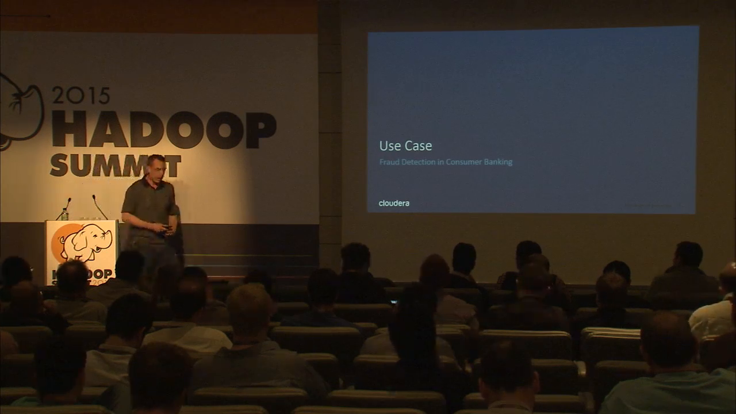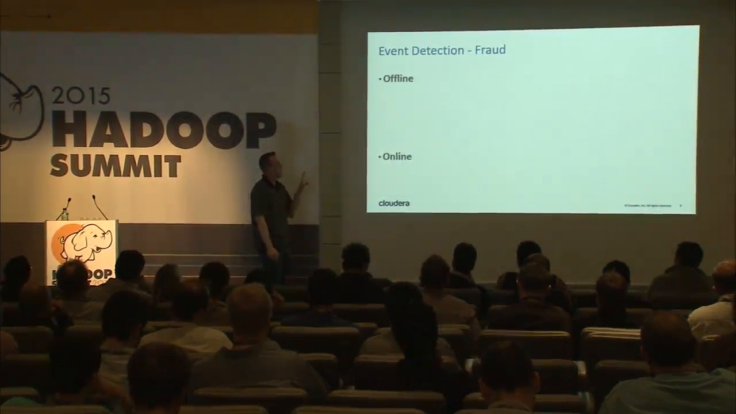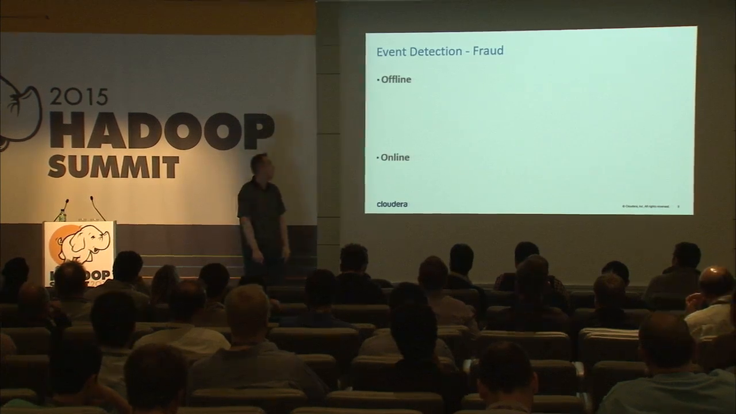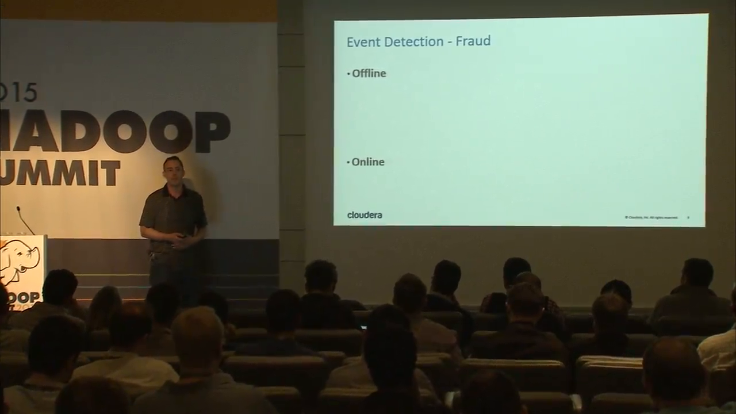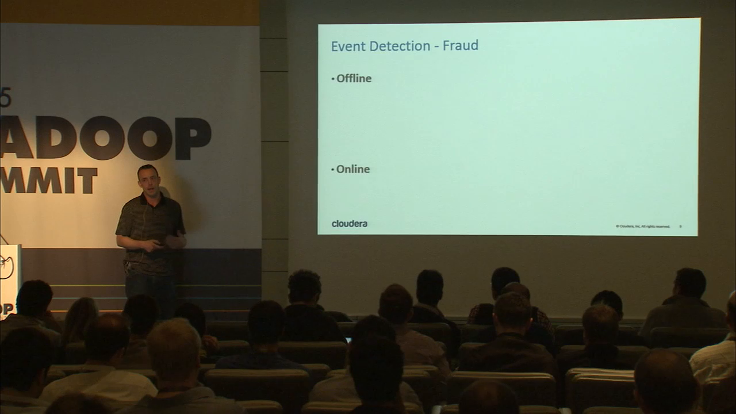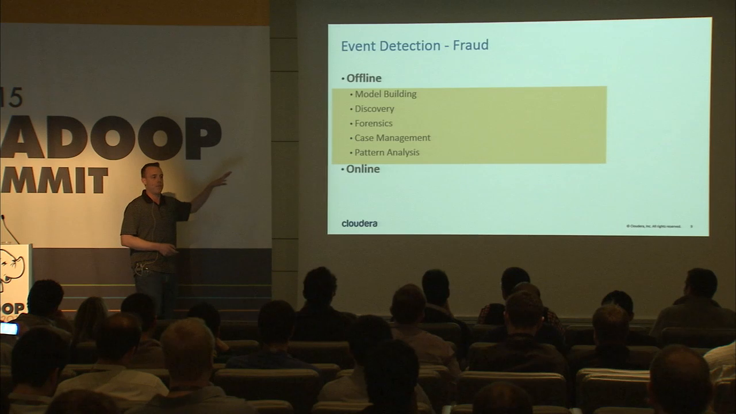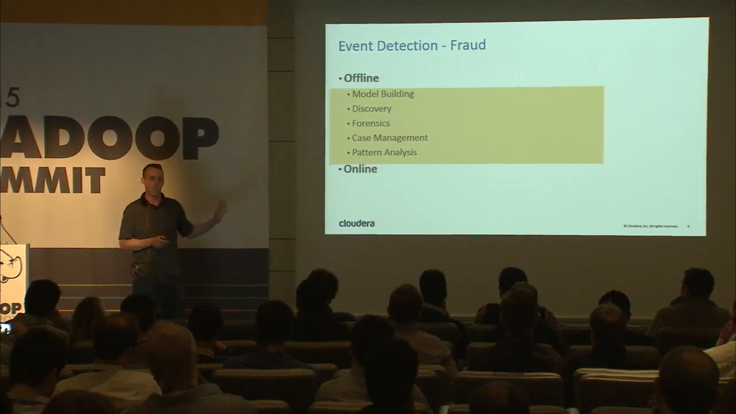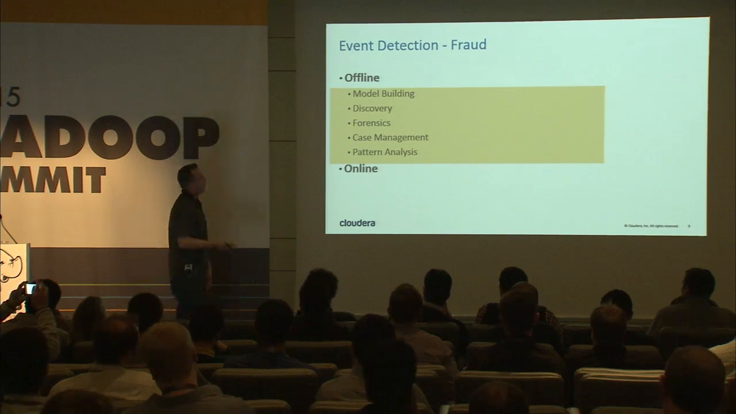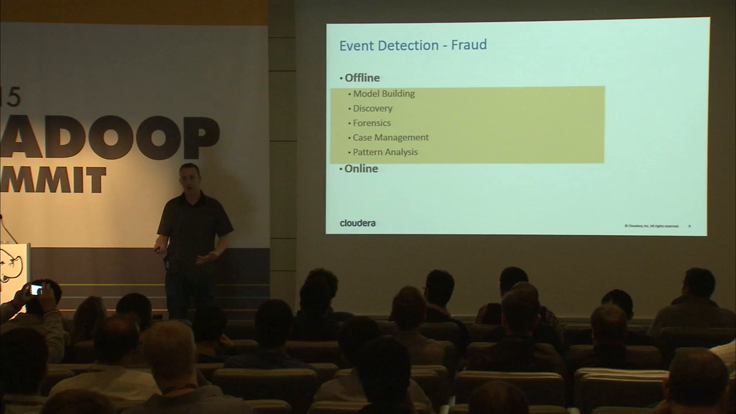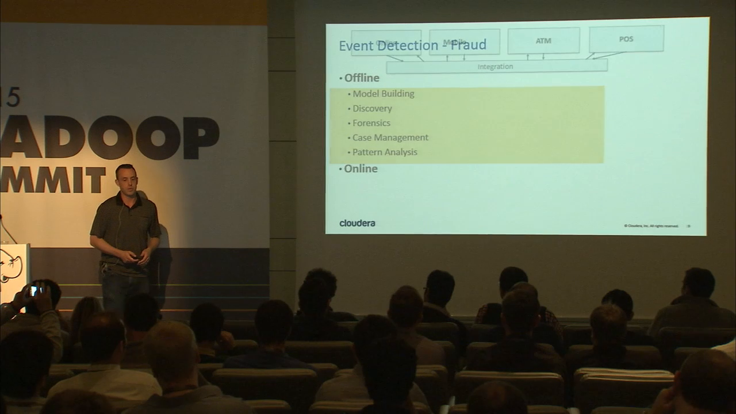When we start talking about event detection and fraud, there are really two different ways to look at it, and the fraud system is actually pretty broad. The first is offline, and offline fraud detection is human or operator-driven. I consider online detection to be some sort of automated fashion. So we're going to briefly cover the offline side just to show the total architecture of the system, and then we'll get into using Kafka in context. When we're talking about offline fraud detection, we're talking about things like model building, discovery, forensics, case management, pattern analysis, those types of things.